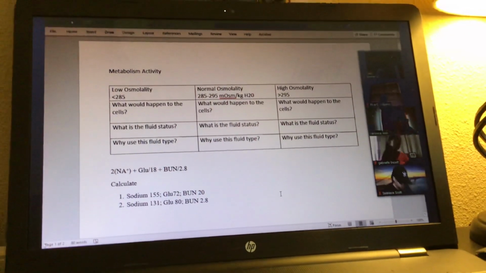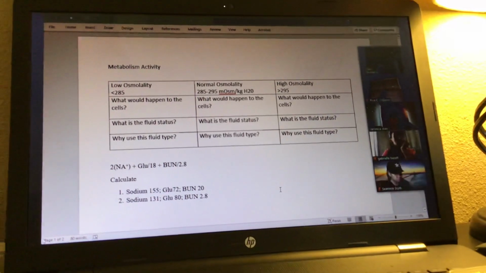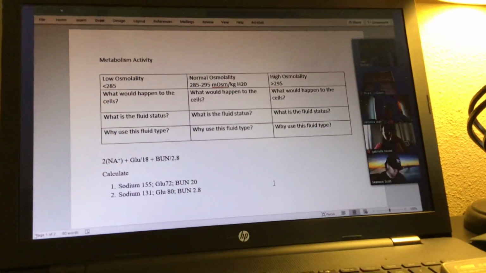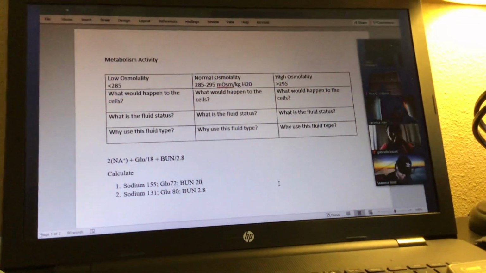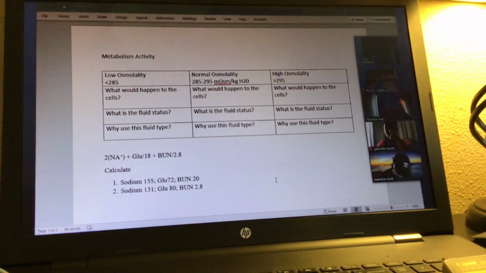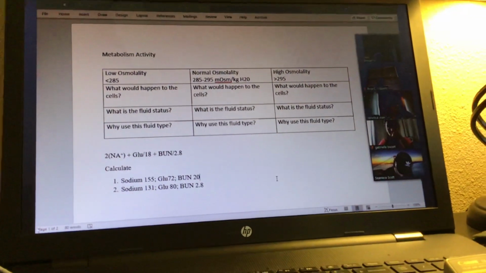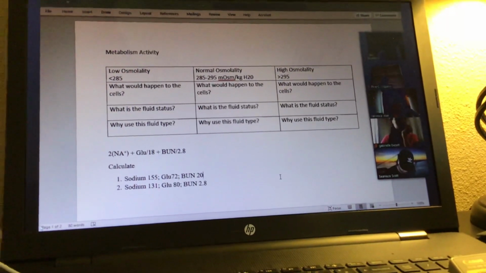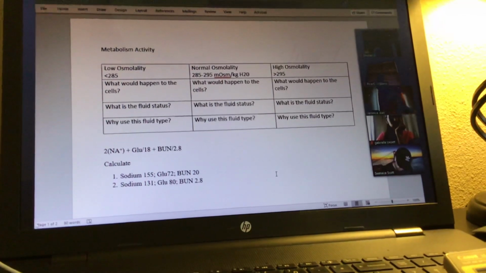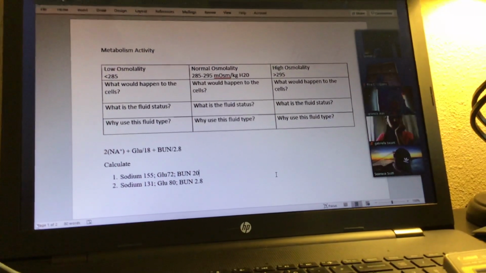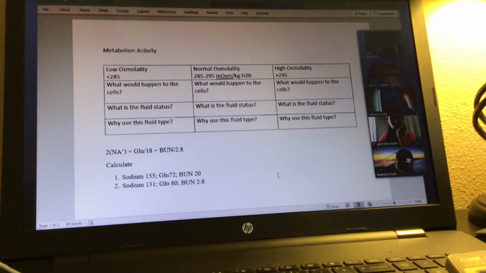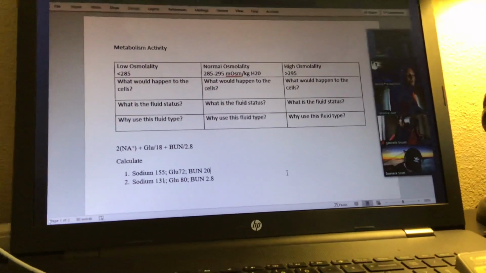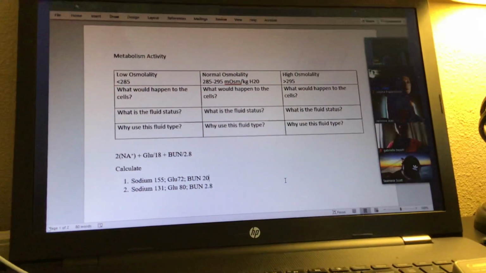Okay, I see a few heads up. So, what did you all come up with for the answer this time? 267. Very good. All right. So, according to the readings or the values up here, is this high or low osmolality? Low. And when it's low osmolality, that means the person is what? Fluid volume overload. Very good.